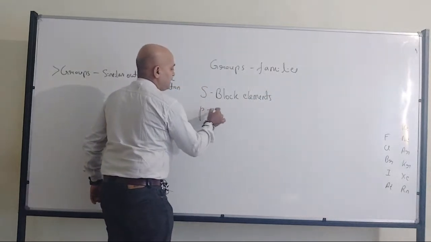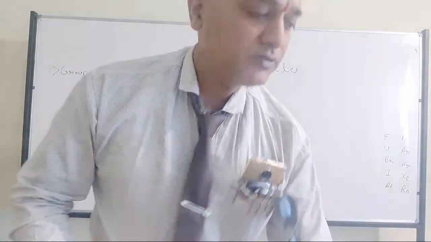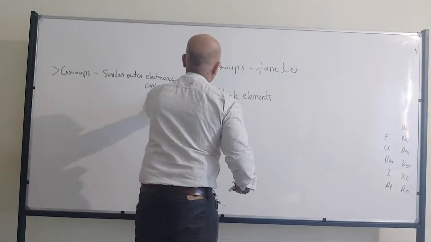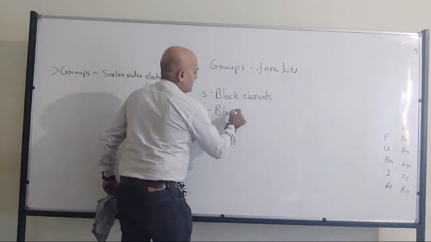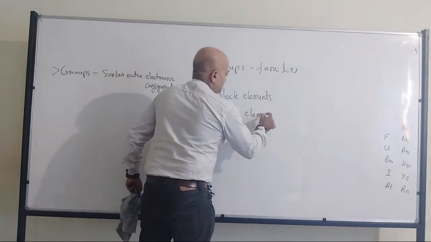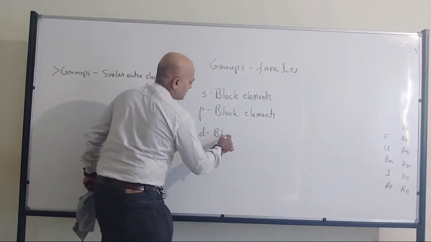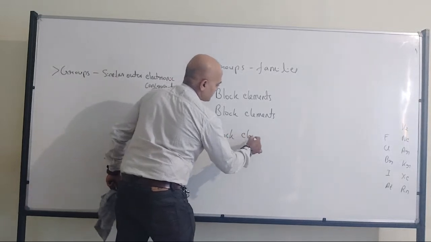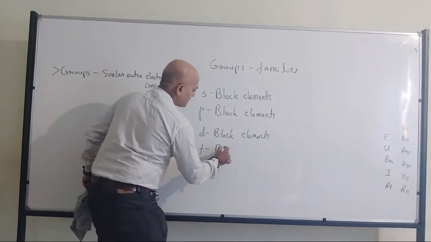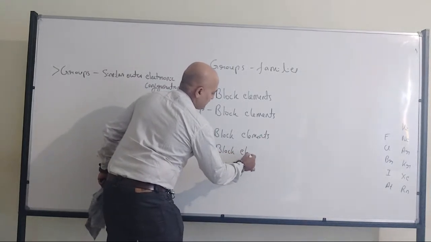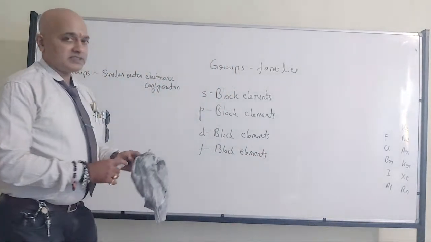Then we will have p block elements. This is actually small s; it looks like I have written capital S. Then we have the p block elements. Then we have the d block elements. And finally we have the f block elements.